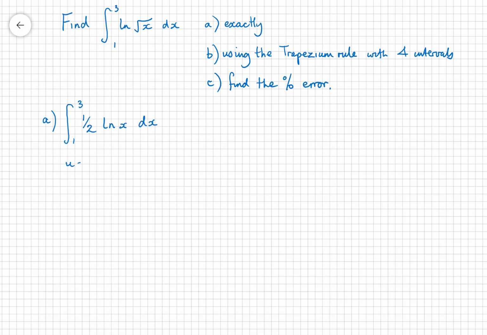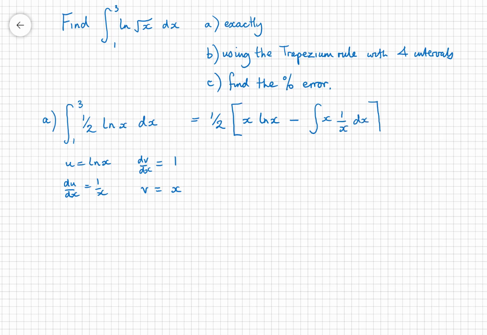We would say that u is equal to ln x, so du by dx is equal to 1 over x, and dv over dx is equal to 1, so therefore v will be equal to x. We've got a common factor of a half, which we can take out, and then we're going to write uv. I'll reverse the order and write vu for convenience, and then minus the integral of v du by dx.